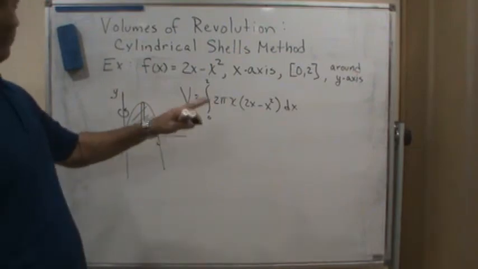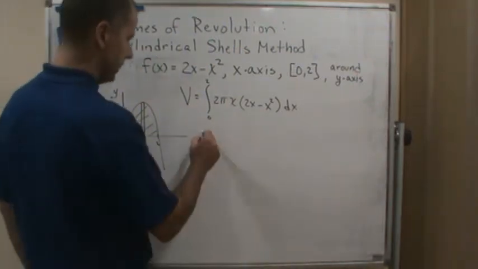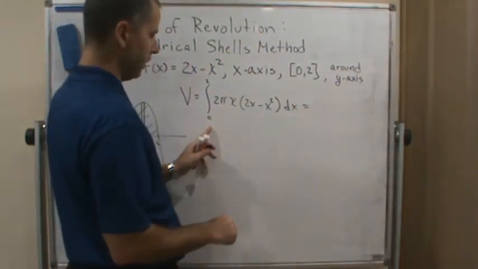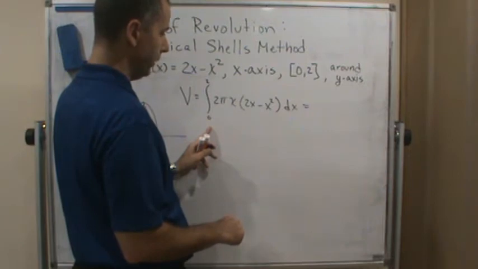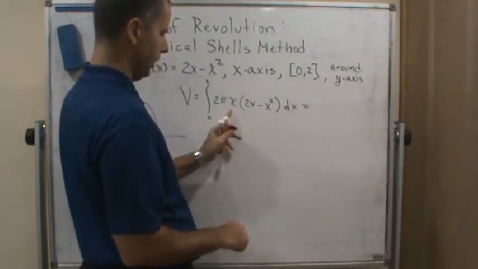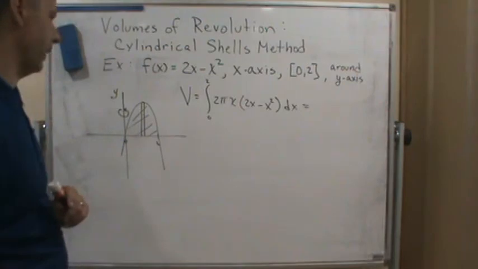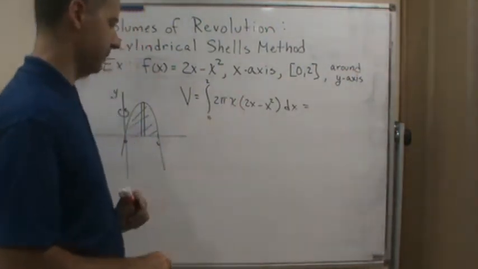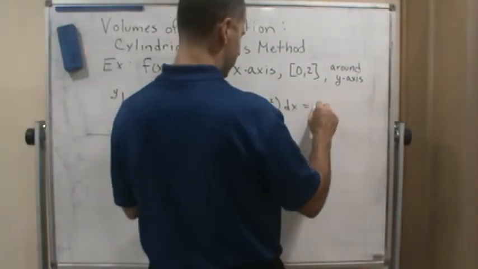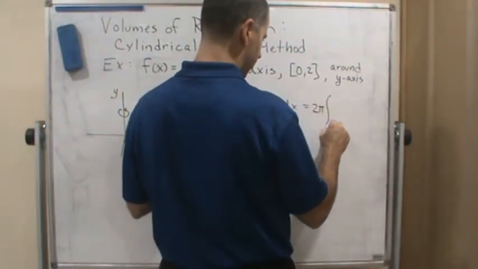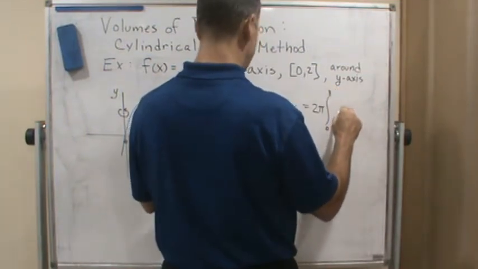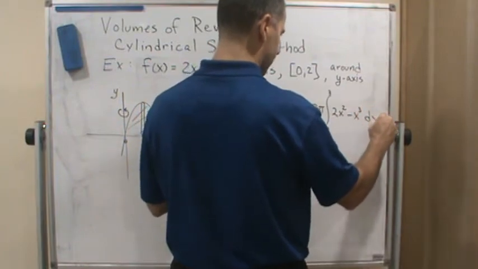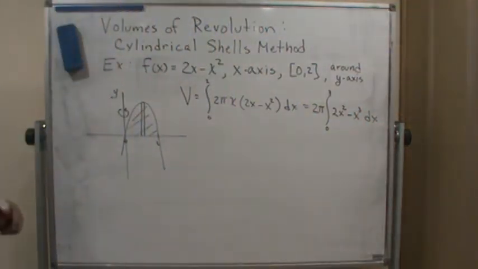So now I'm just going to simplify and then integrate. Let's do it this way, just in case I run out of room. In this case, I'm going to distribute the x and then just do it term by term. So it's going to be 2 pi, the integral from 0 to 3, and this is going to be 2x squared minus x cubed dx. There you go. Now I can just integrate it term by term.